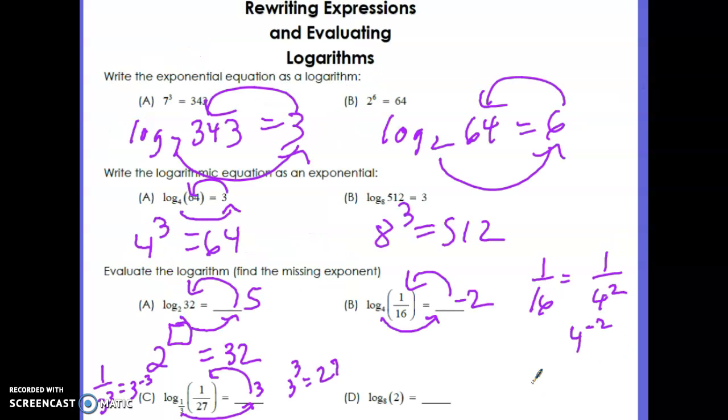All right, last one. We have 8 to the what power equals 2. Well, we know that's going to be a fraction, because if I put a number like 2 or 3, I'm going to get 8 squared. It's going to be a bigger number. We need a smaller number.